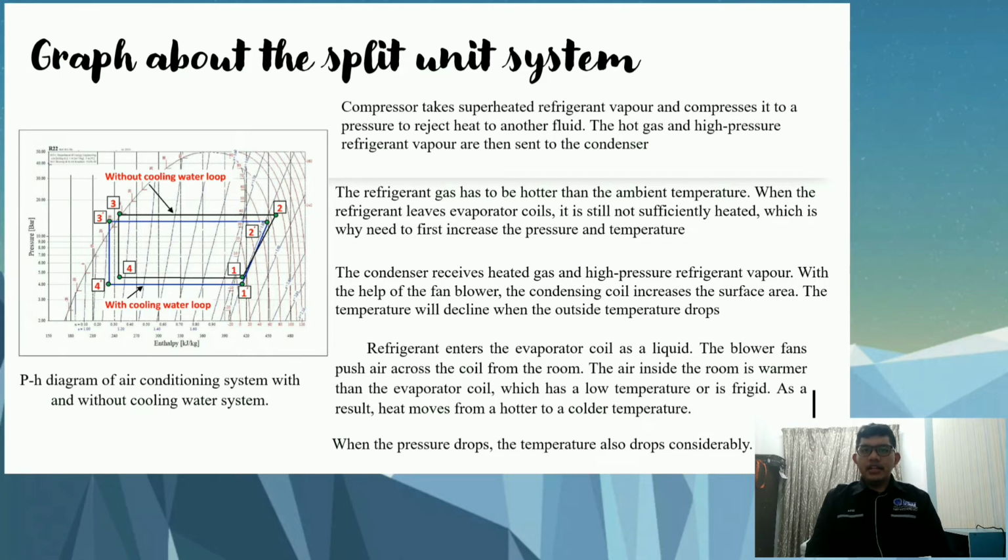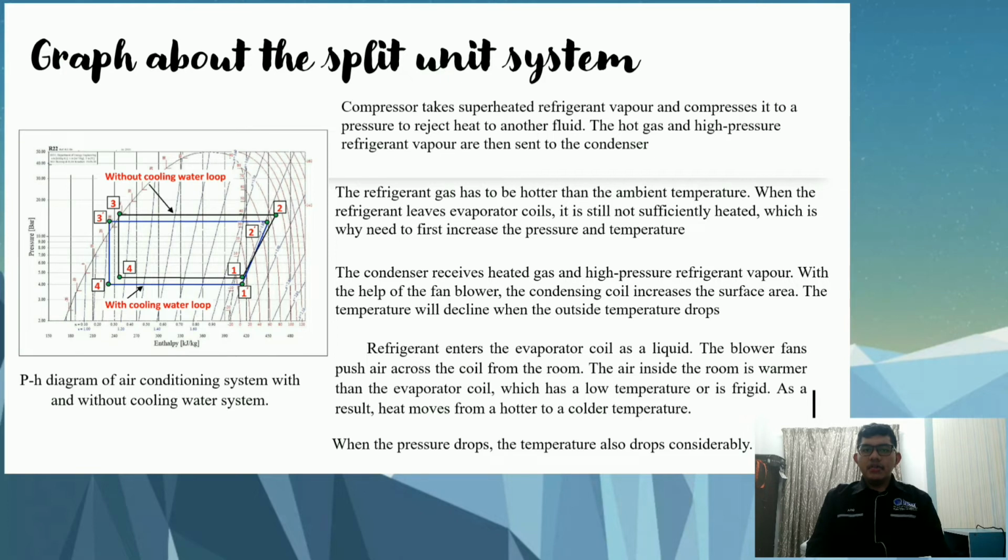The refrigerant gas has to be hotter than the ambient temperature. When the refrigerant leaves the evaporator coils, it is still not sufficiently heated, which is why we need to first increase the pressure and temperature. The condenser receives heated gas and high pressure refrigerant vapor. With the help of the fan blower, the condensing coil increases the surface area. The temperature will decline when the outside temperature drops.